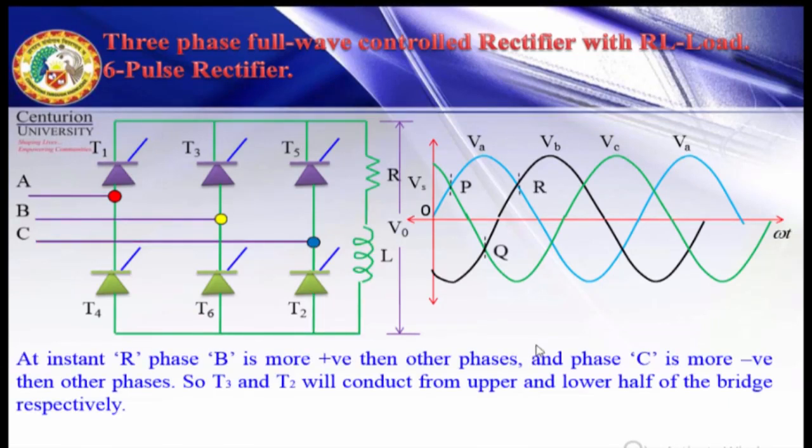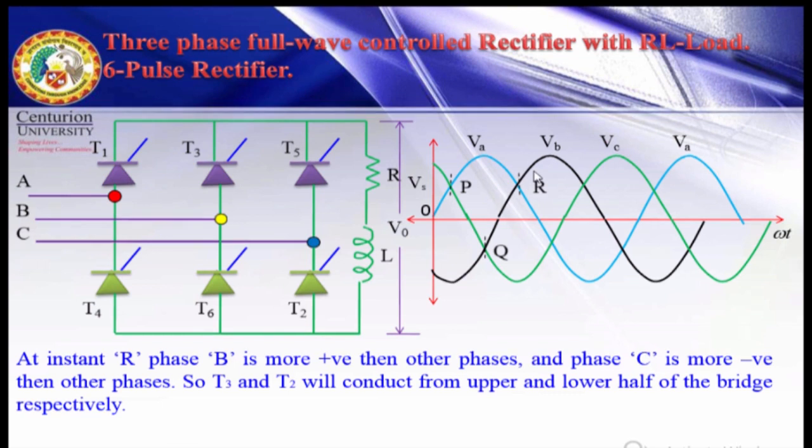At instant R, at this point, which is more positive? Phase B is more positive and phase C is more negative. In negative we have only 1. In positive we have 2, A and B both are positive, but phase B is more positive than phase A. So which 2 will conduct?